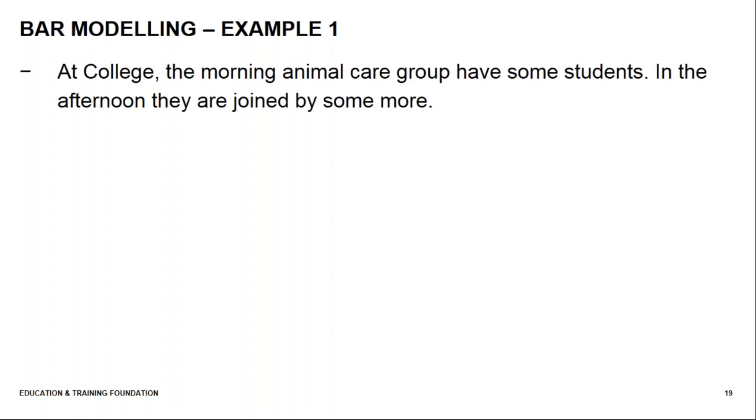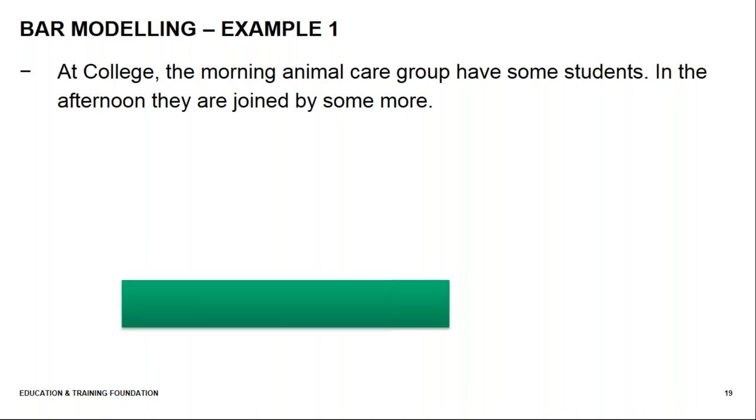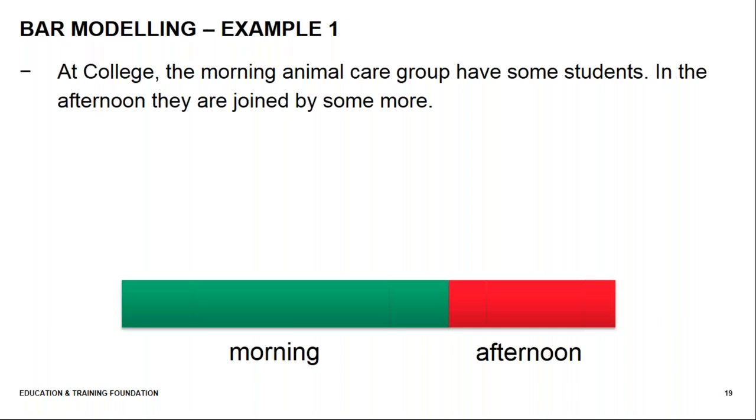We will now look at some examples. So if I start giving the students some information. At college, the morning animal care group have some students, and in the afternoon they are joined by some more. The first step is to choose 2 bars to represent the morning and afternoon groups. If you are including the concrete stage, Cuisenaire rods are really useful because students can physically move the bars together to get an idea of what is happening in the morning.